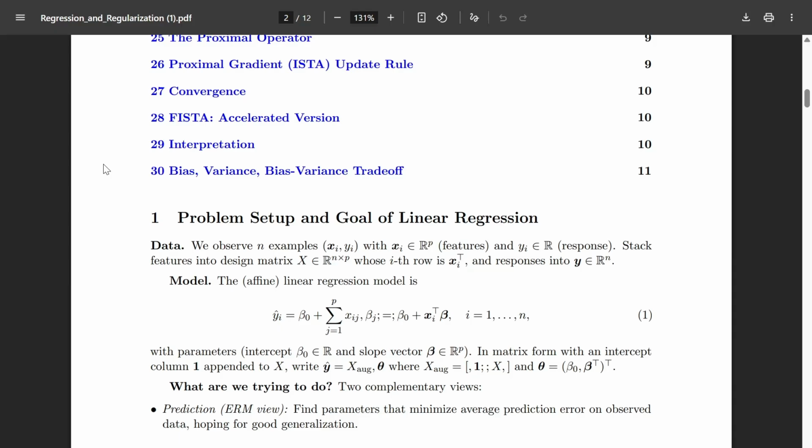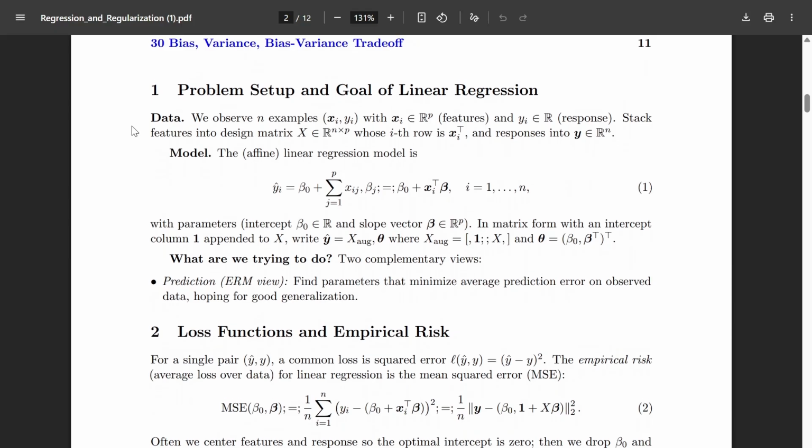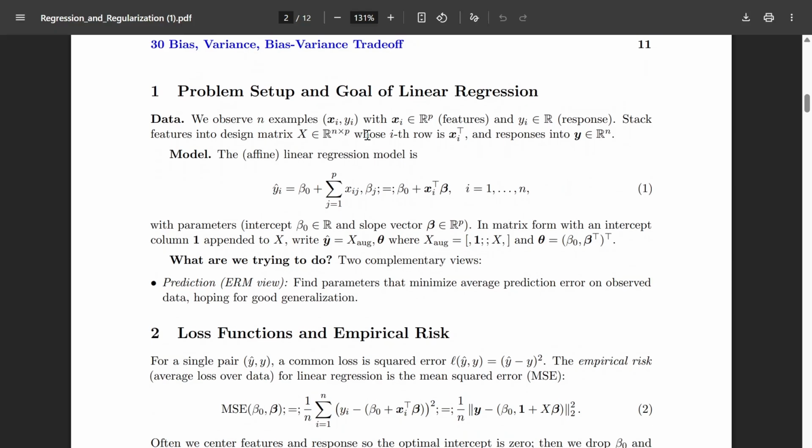So first we'll try to set up the problem, right? We have observed n examples, and there are a total of p features. So x_i belongs to R^p, which basically means there are p real numbers, and we get y_i, which is a real number, in response. So this is obviously a regression problem.